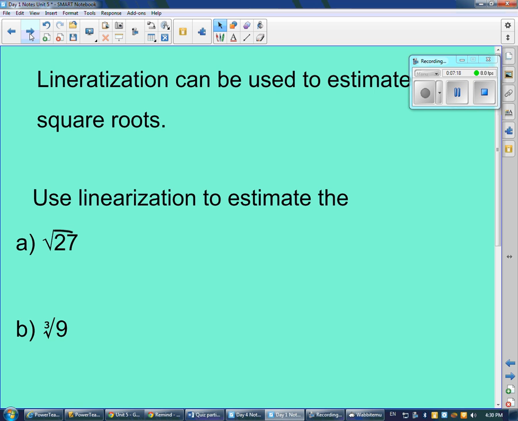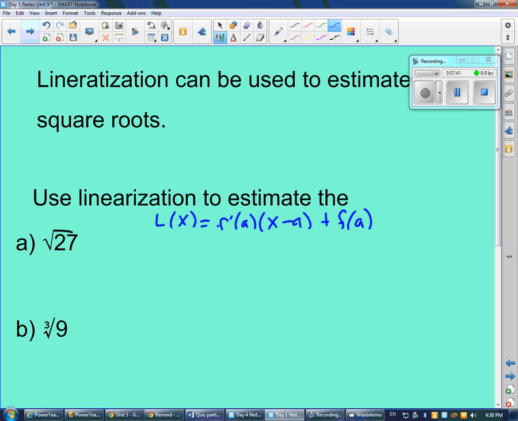And many times linearization is used to estimate roots without a calculator. So it can estimate square roots or cube roots. So we're going to use linearization to estimate this. We're going to write the equation of the tangent line. But in this case, we have to figure out a function, and our a, and our f of a. So if we look at this, we have the square root of 27. So my function that we're going to deal with is the square root of x.